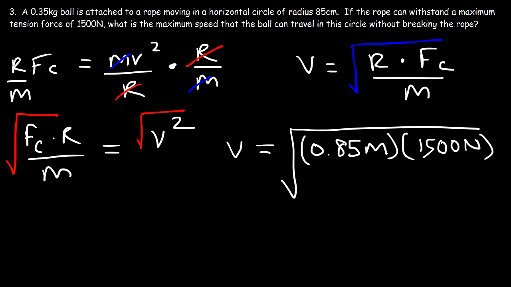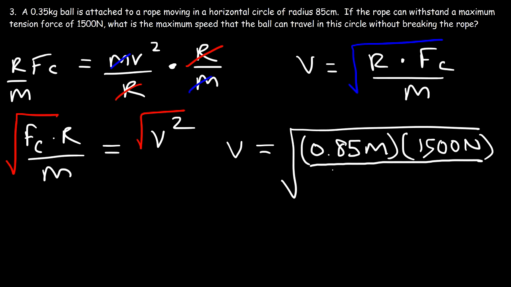Whenever you have an object moving in a horizontal circle, and if it's attached to a rope, the tension force is approximately equal to the centripetal force if the ball is moving fast enough. If not, you're going to have what is known as a tetherball experiment, and it's not going to be the same. But if it's moving fast enough, you don't have to worry about the weight force of the ball. It's going to be insignificant. But I'm going to go into more detail on that topic in another video.